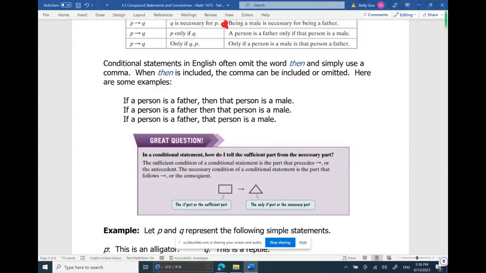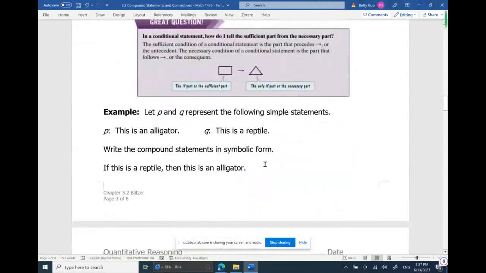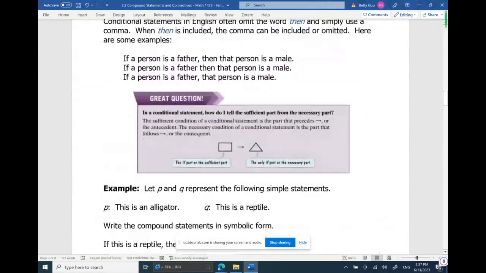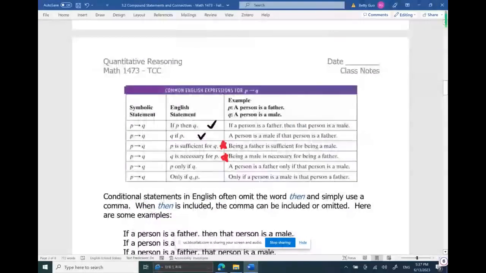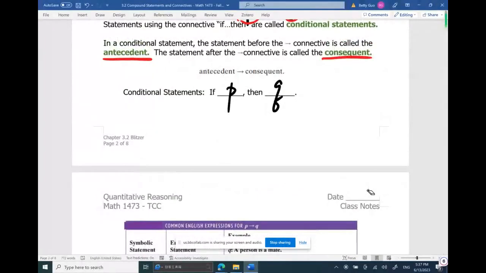Sometimes we do not have the word "then", but we have a comma, and that structure represents a conditional. If a person is a father, comma, that person is a male. It means the same thing. A very important thing is that in a conditional, you know which part is the antecedent and which part is the consequent.